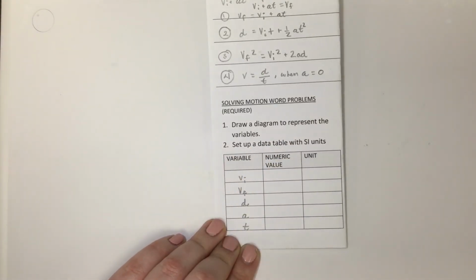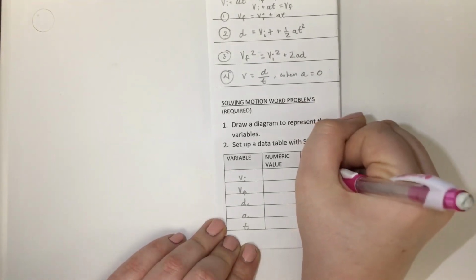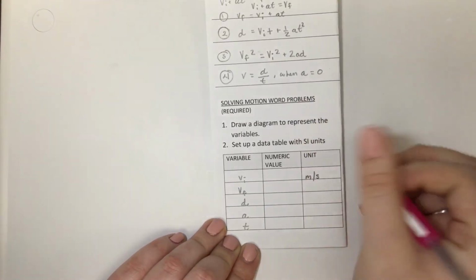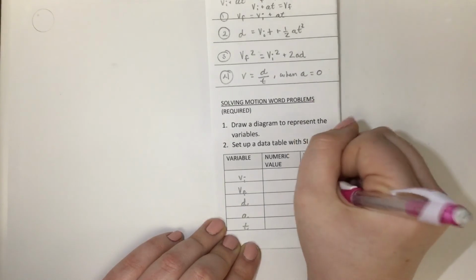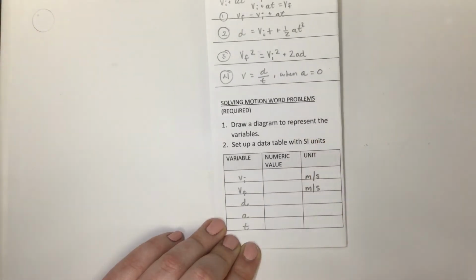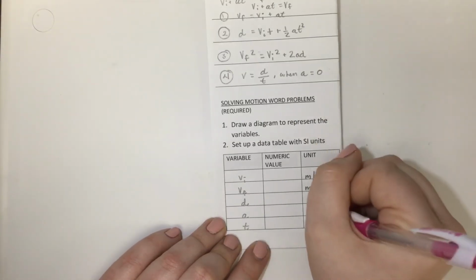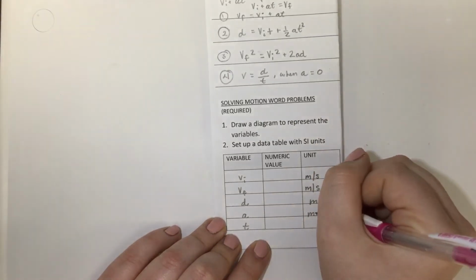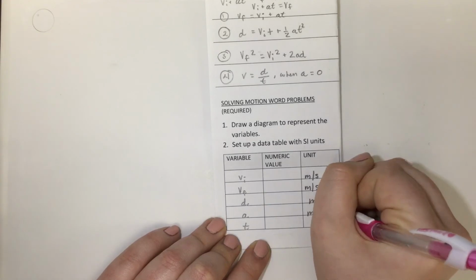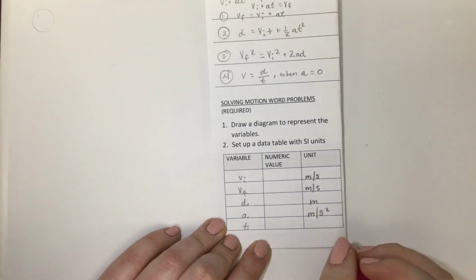And so the unit for the initial velocity is meters per second. The unit for the final velocity is meters per second. Our unit for distance is meters. Our acceleration is meters over seconds squared. And finally, we have seconds, which represent time.